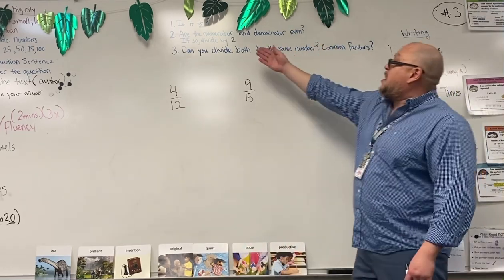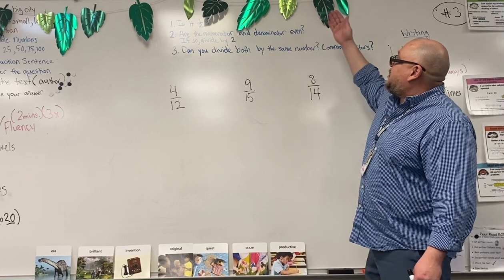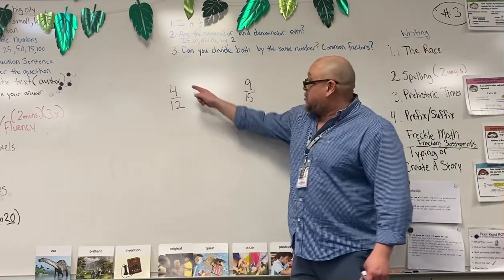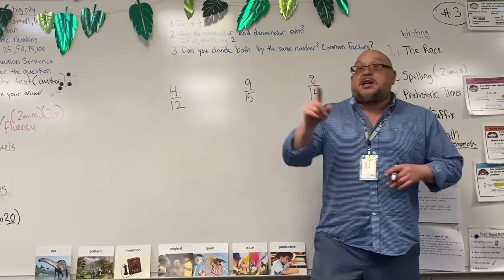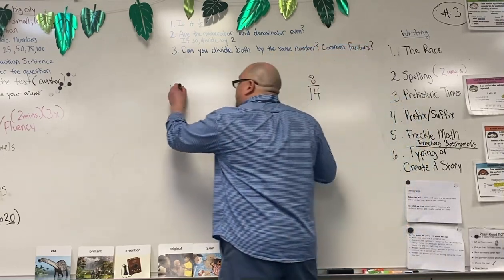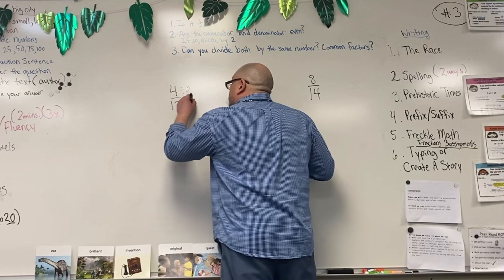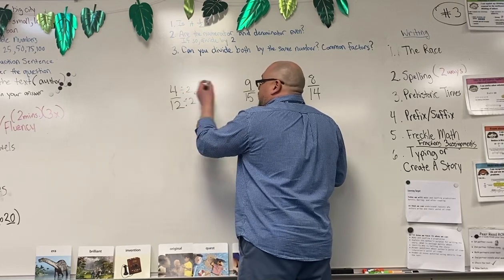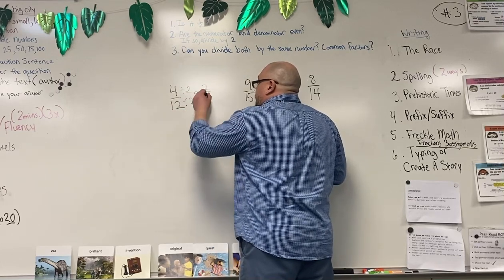What does step 2 say? Are the numerator and denominator even numbers? Yes. If so, that means you can divide by 2. So let's say I divided by 2. I'll get 4 divided by 2 is 2, and 12 divided by 2 is 6.